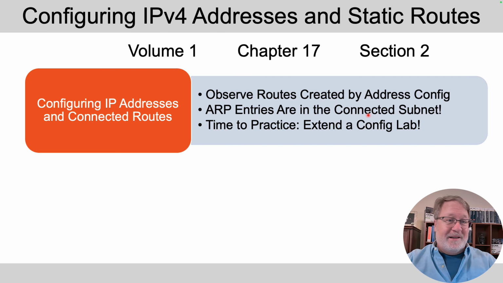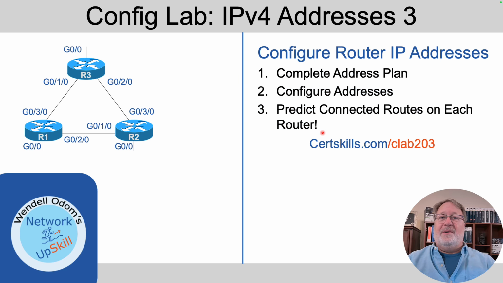In fact, right now, I think it's time to go practice extending a config lab. The config lab I'm pointing you to here is config lab 203, called IPv4 Addresses 3. The lab itself is focused on just completing an address plan and configuring the addresses, but once you configure the addresses, the interfaces are up, and you've got connected and local routes, take a look at those, predict which connected routes you would expect to exist here in this 3-router network, and then check to see that they really are created. So that's the drill there.